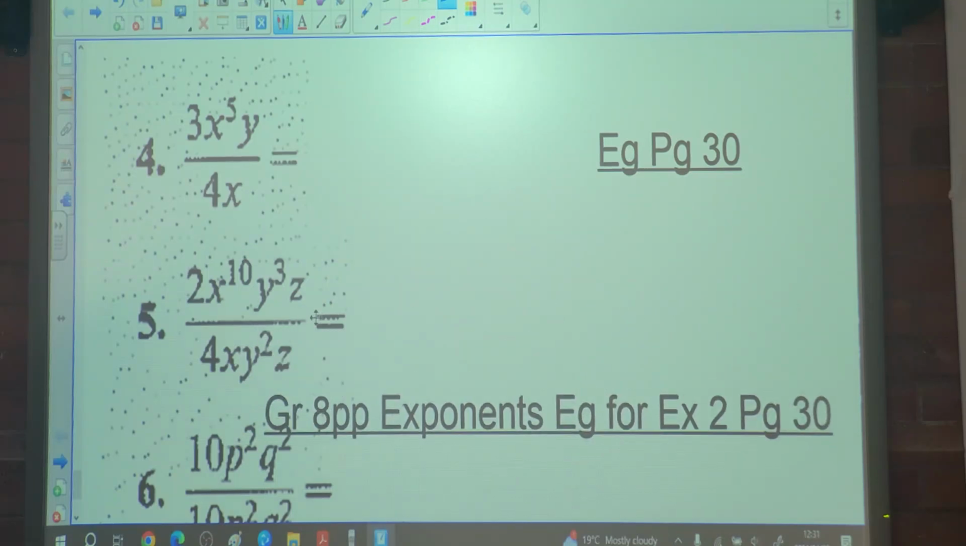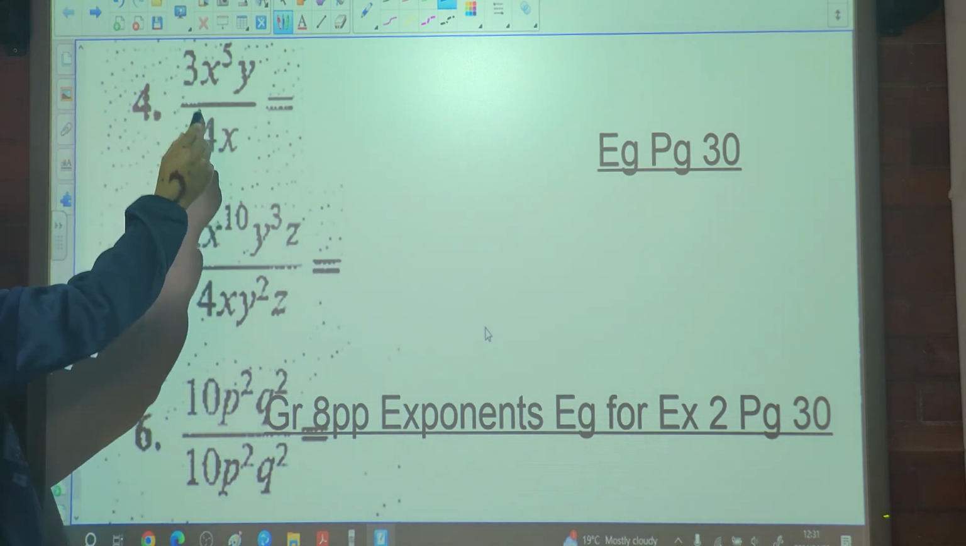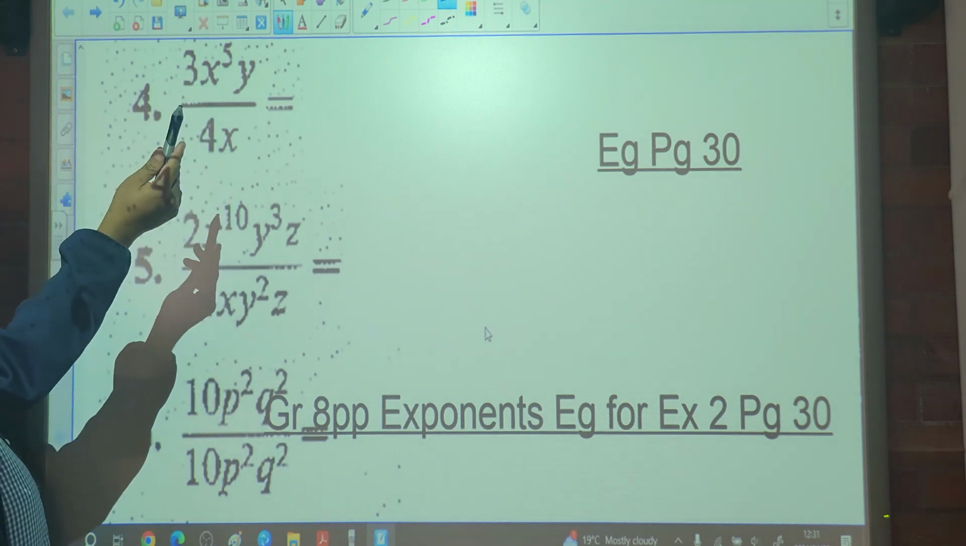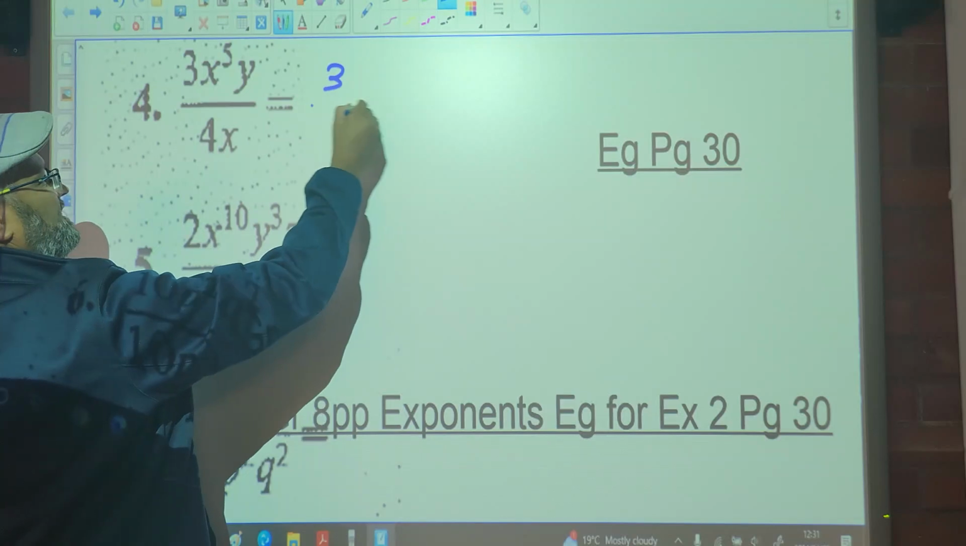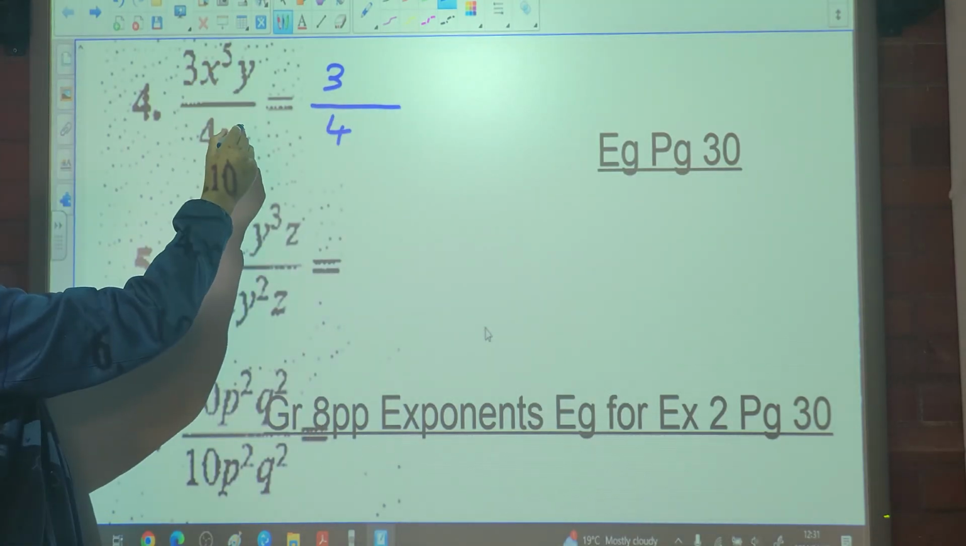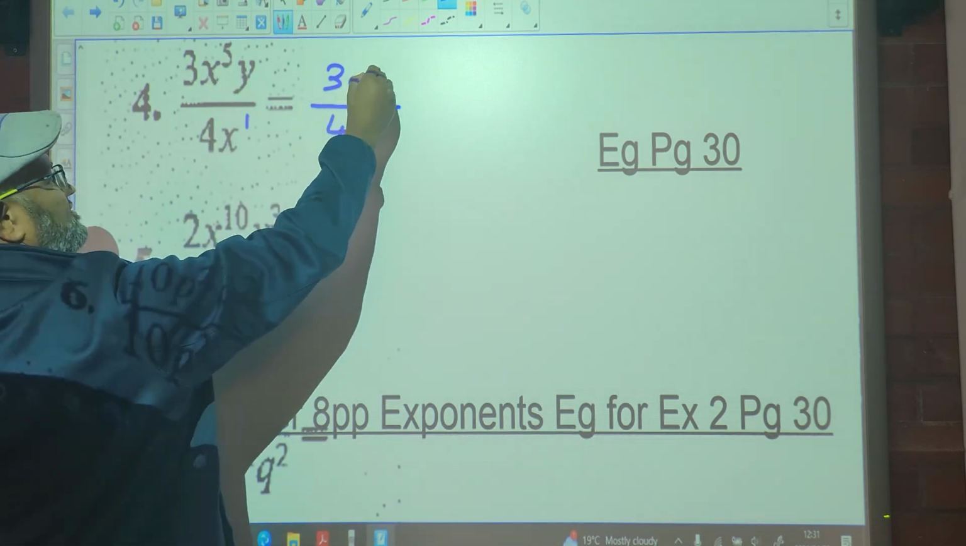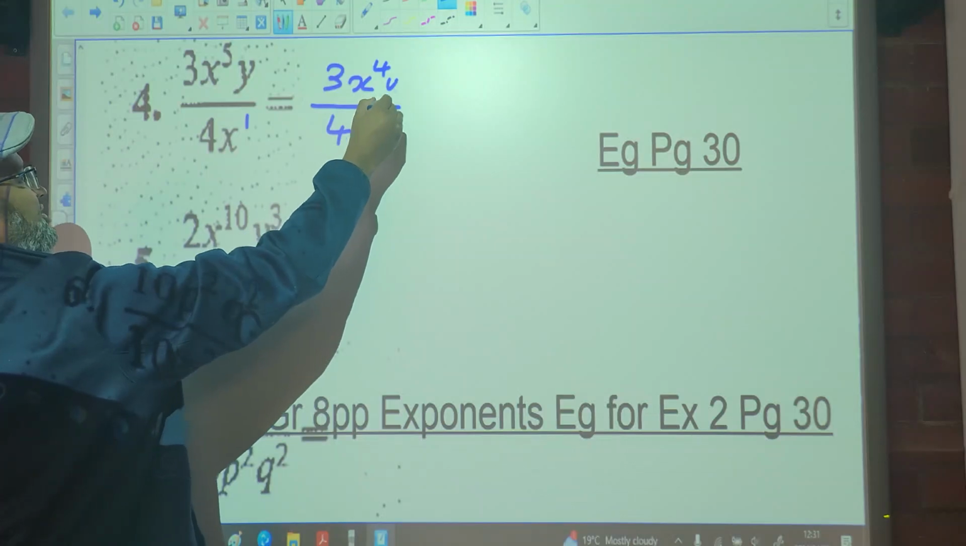Number 4 we have, is there any number that can go into 3 and 4 without a remainder other than 1? So it stays 3 over 4. So the x to the 5 over x to the 1. So I subtract 5 minus 1, which is 4.